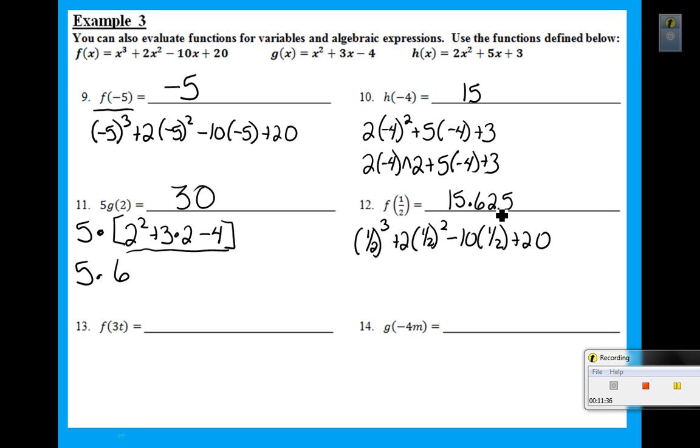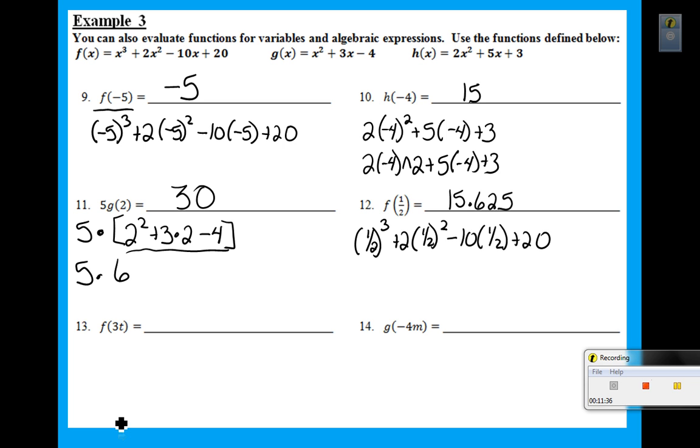Okay. I'm also going to throw this out. If you plug in a number, you're going to get a number. If you plug in something with a variable, you're going to get something with a variable. So number 13 and 14, the game gets a little bit tougher. So here's my number 13. I would like to find f of 3t. Well, what does that say? It says, go hunt down the function of f, and you'll say, right, there it is. Throw away all of the x's and put parenthesis 3t.